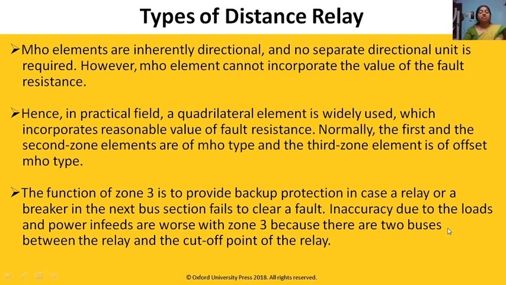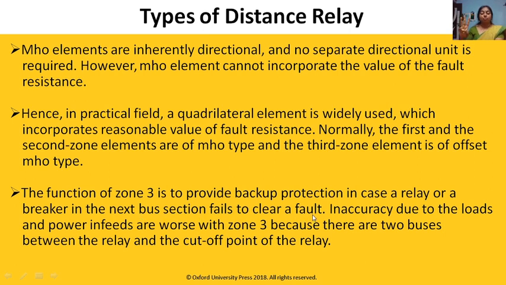Normally, the first and the second zone elements are of mho type and third zone element is offset mho type. First two elements are mho type and third element is offset mho. That we'll see in this lecture. The function of zone 3 is to provide backup protection in case the relay or a breaker in the next bus section fails to clear a fault.